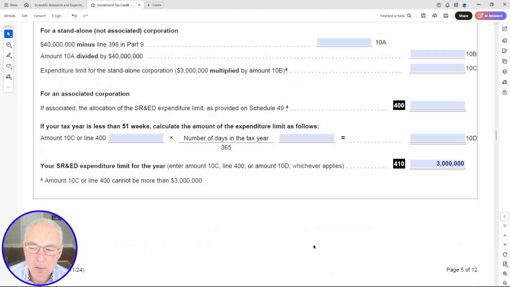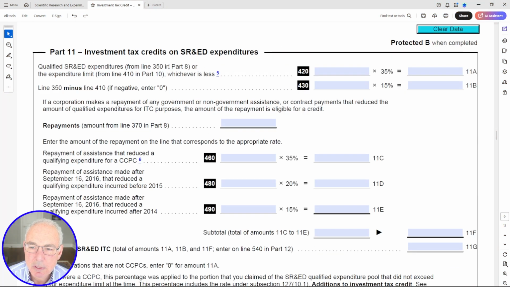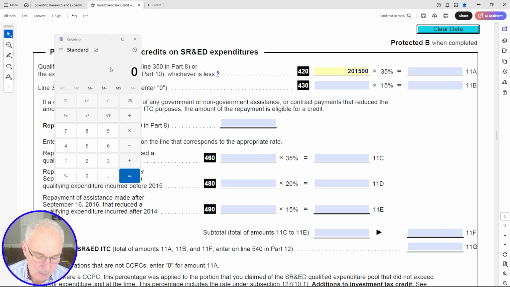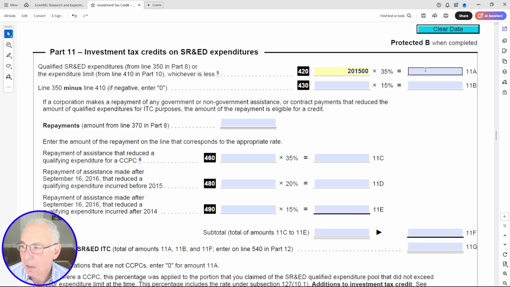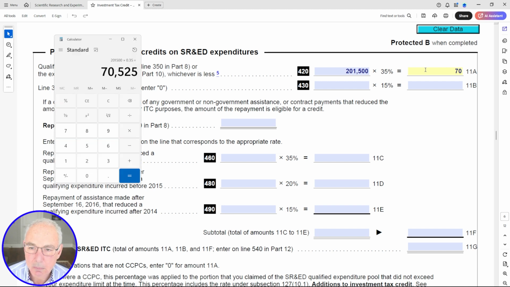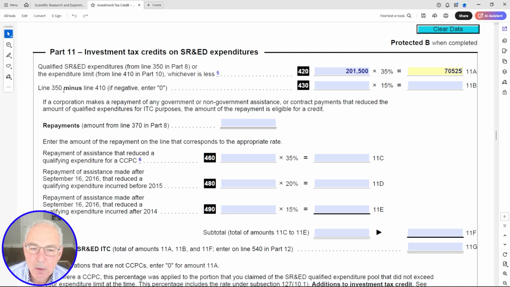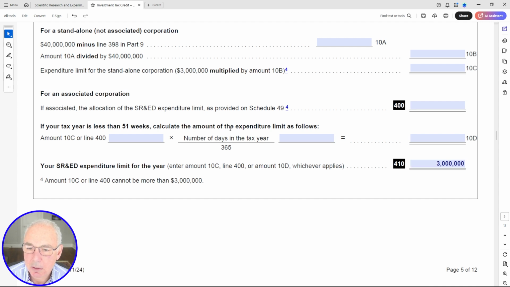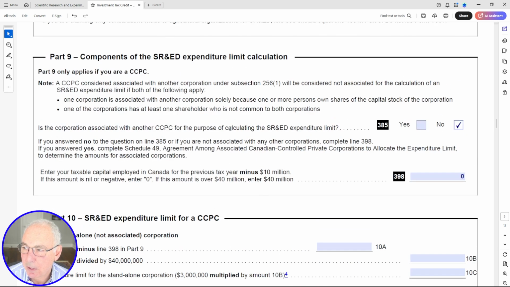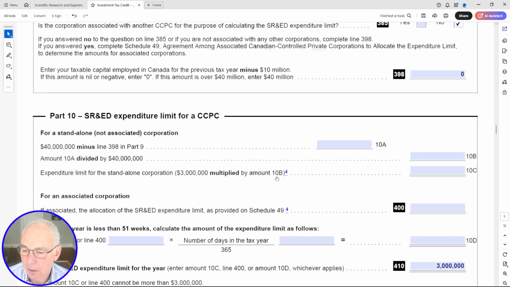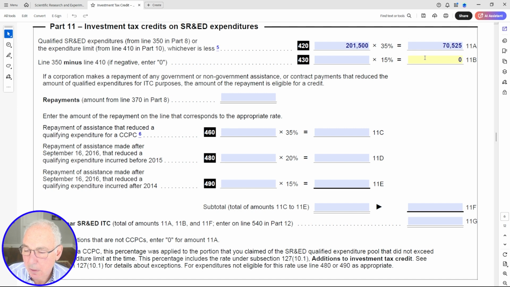And now we're at, let's go here, Part 11. So we take line 350 in Part 8, which was the $201,000, multiply it by 35%. So let's bring up our calculator, and we have that times 35% is, well, what was that? 70,525. Line 350 minus line 410. So line 410 was this $3 million, and line 350 is definitely going to be less than that. It's $201,000. So over here, we put a 0.